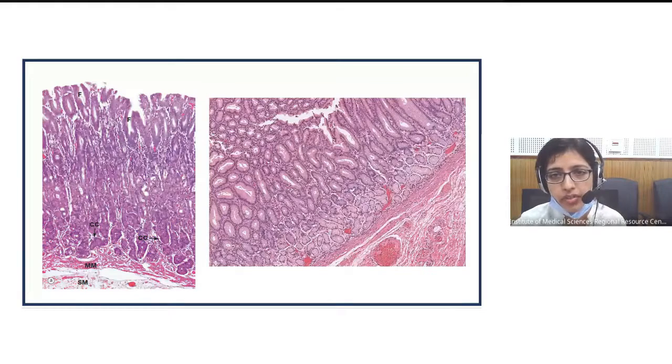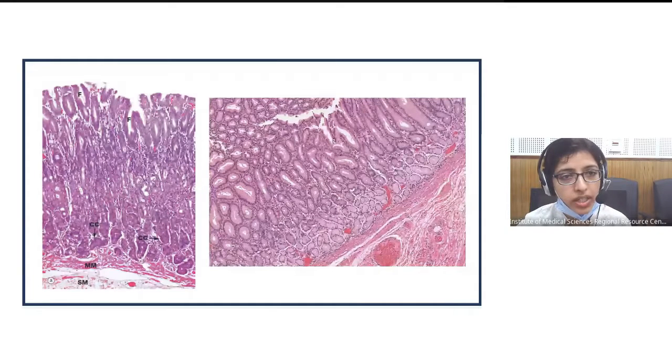So here we are seeing the two different types of mucosa in the stomach. This is a photomicrograph from the region of the antrum, and we see that the mucosa is primarily lined by mucus cells. And this is what I was talking about, the gastric glands. This is the surface that leads into the foveolae or the pits where the gastric glands are opening. And this is the gland.